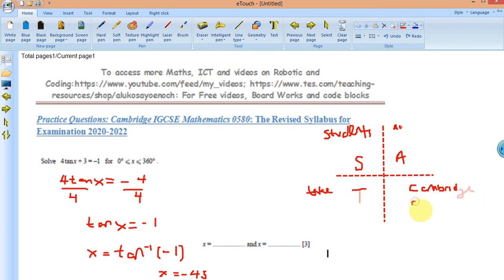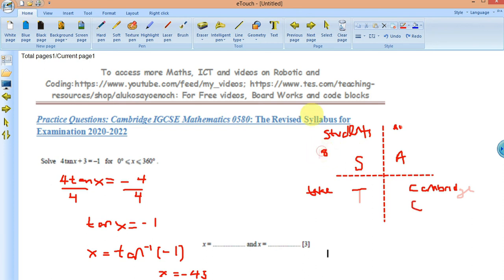So some of you are like CAST, okay. All Students Take Cambridge. This is for 90 degrees: all the angles are positive. In this one, only sine is positive, and here you're going to have 180.